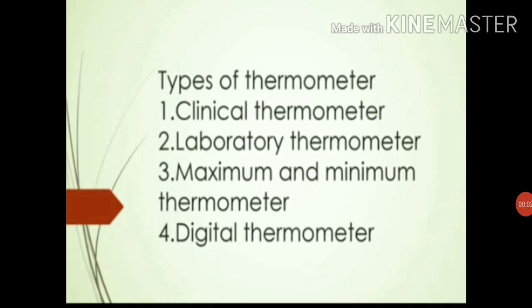Students, we have to read about the different types of thermometer, and they are the clinical thermometer, the laboratory thermometer, the maximum and minimum thermometer, and the fourth one which we have to read, that is the digital thermometer. So let's start with the clinical thermometer.